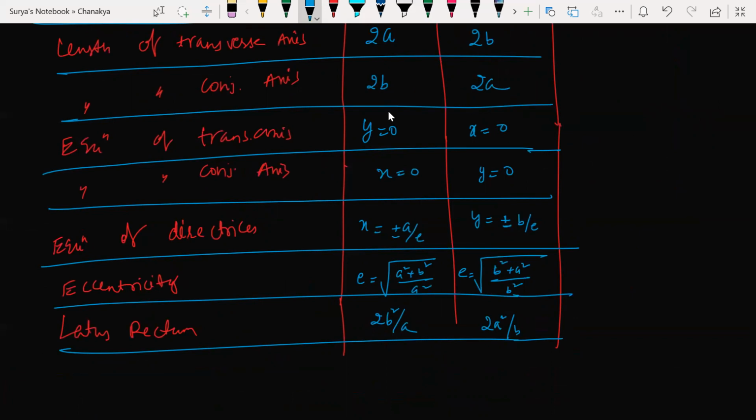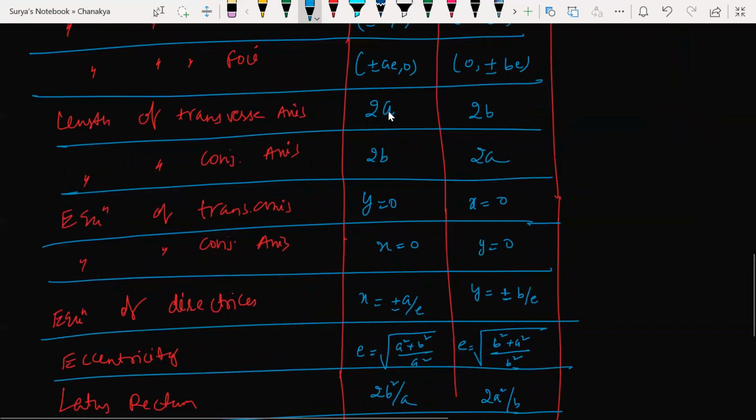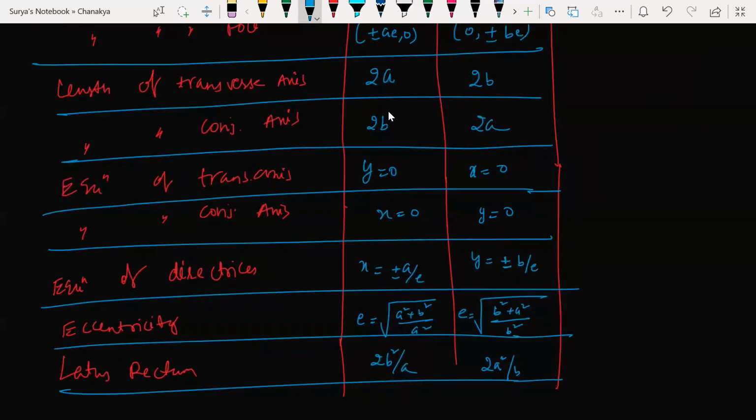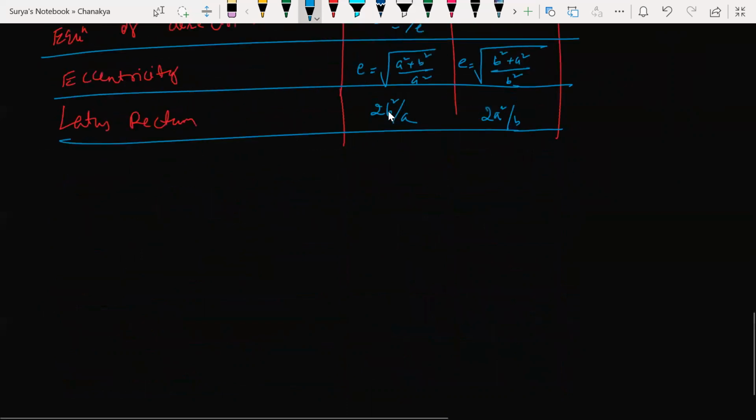If you are good at ellipse, hyperbola is nothing at all. Believe me, nothing at all. What is the change here? Everything is same. Is there any difference you have? There is no difference at all except in eccentricity. Everything is going to be the same except eccentricity.